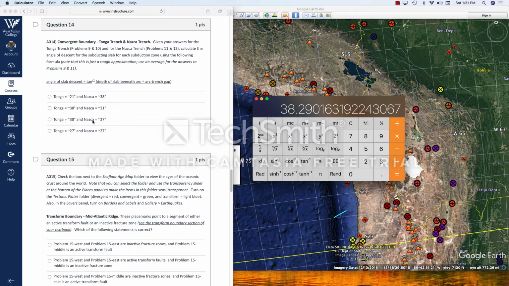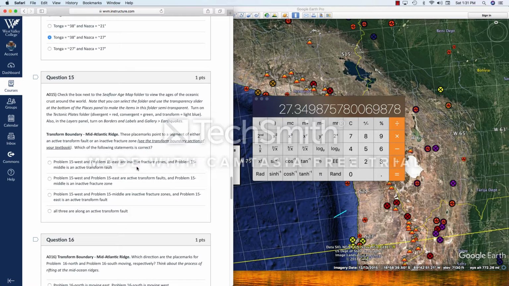But now for the Nazca Trench, we had the depth of 150 and a distance of 290 kilometers. And then if we take the inverse tangent, we get about 27 degrees. So here's our answer right here. So Tonga is about 38. The Nazca is about 27. So all I did, I took the depth, which was 150 for both of them, 150 kilometers, divided by the distance, the arc trench gap, and then took that arc tangent.